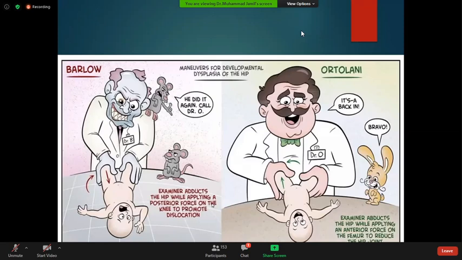What he is doing, the examiner adducts the hip while applying a posterior force. You can see the examiner holds the knee in a hand and applies a posterior force on the knee to promote the dislocation, adducting with posterior pressure. Then, abducting with anterior force, anterior pulling, and with the finger he pushes the trochanter toward the hip, so it relocates the femur.